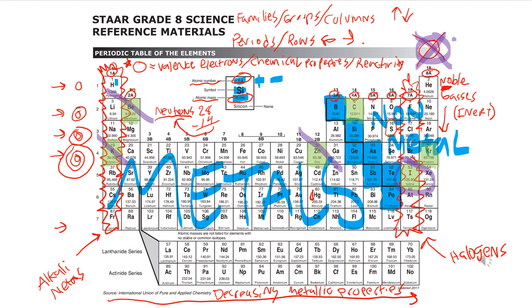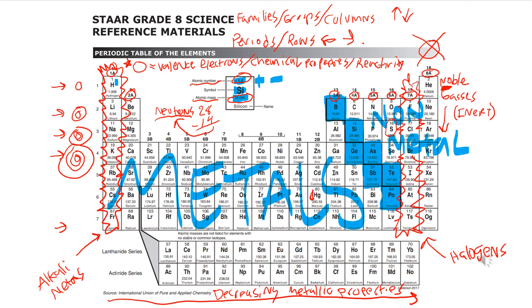Now, if the question said, what's the most reactive metal, then we would eliminate all these other ones, and we would go to the metal side, and that would be potassium, because that's in our 1A column with one valence electron. Okay, let's try another one here.